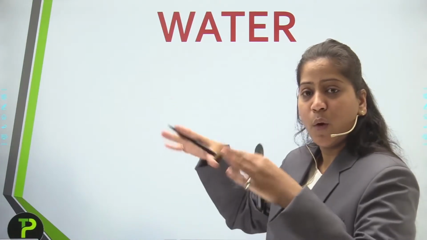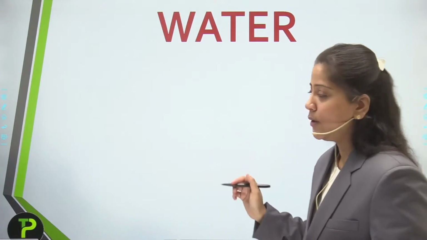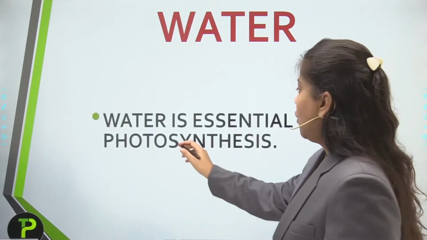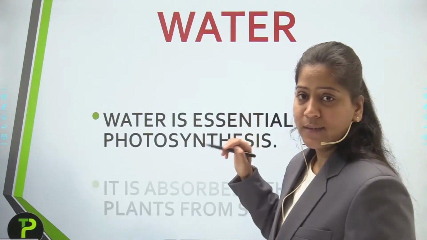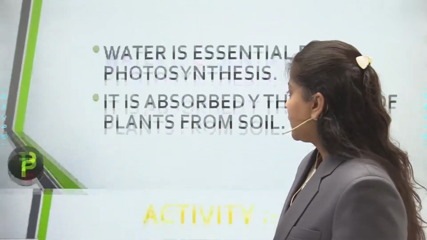Plants have roots under the ground. That root absorbs water and some other things which are known as minerals. Plants absorb water from the soil and transport the water to other parts of the plant, including leaves. That's how they get water. So water is also essential for photosynthesis, and it is absorbed by the roots, as we know.